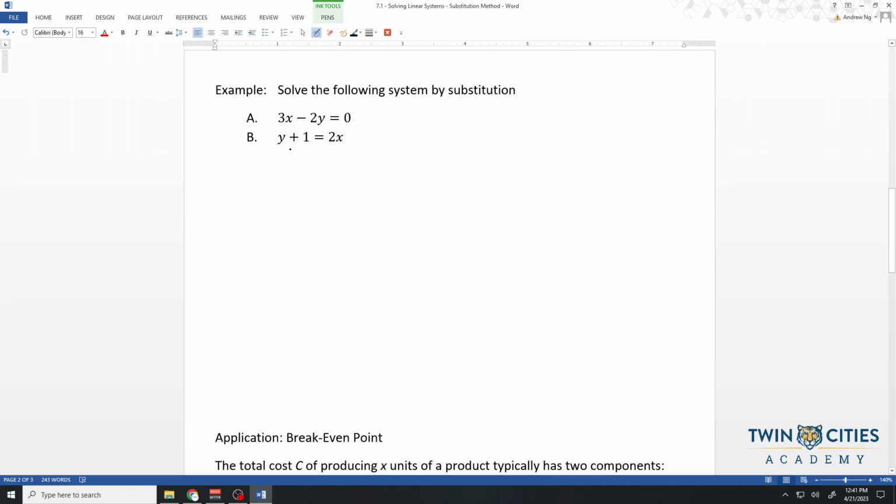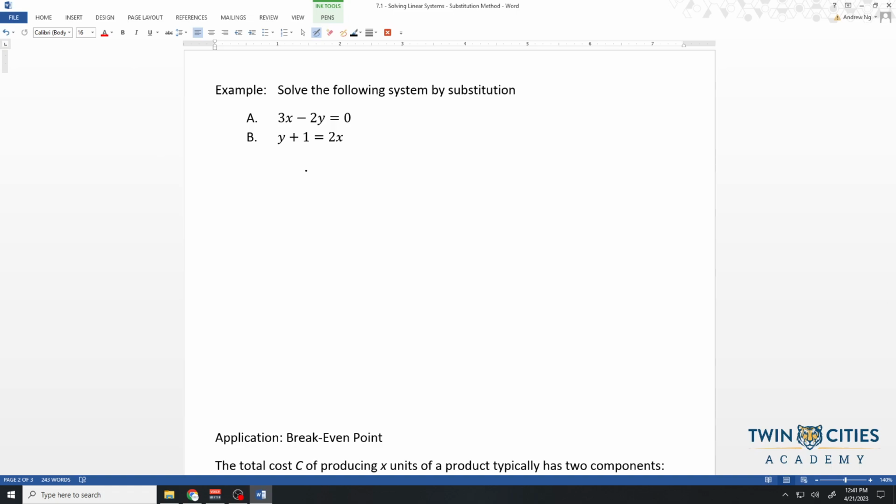Here I've got these two equations. 3x minus 2y equals 0. And my second one is y plus 1 equals 2x. How this one differs from the first one is that I'm not given automatically x equals this or y equals this. I've got y plus 1 equals 2x, but not just y equals something. So I first have to solve for one of the variables. I pick a variable, I pick one of the equations, and I solve that.